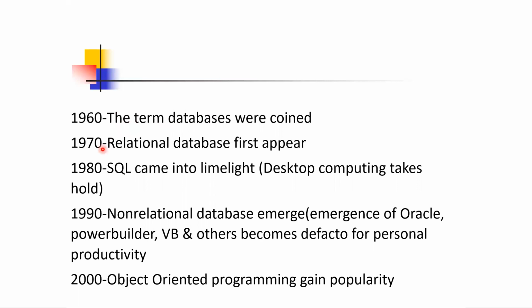In 1970, the relational database first happened. A relational database means a database in the form of tables. Relational is the relation between rows and columns, in the form of a table. You know what Excel files are. So in 1970, the relational database came for the first time, after 10 years from the invention of the database.